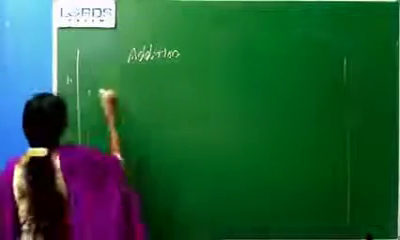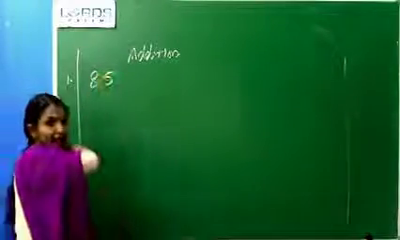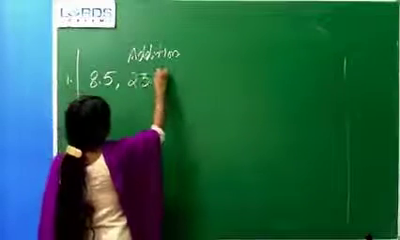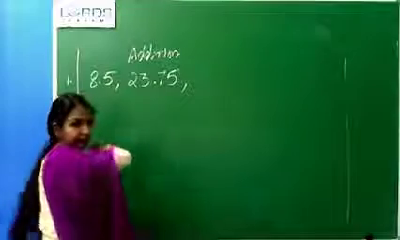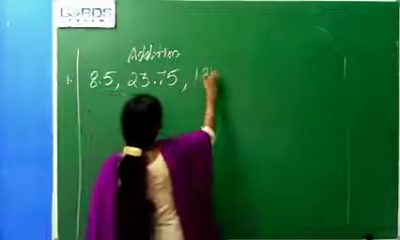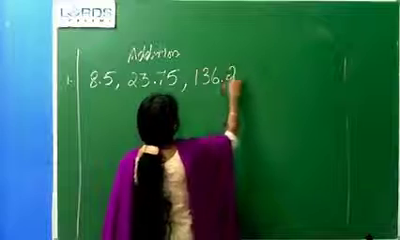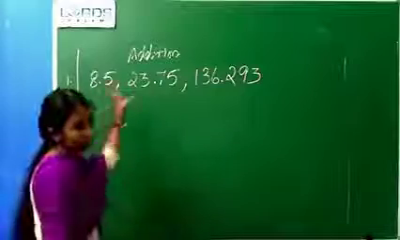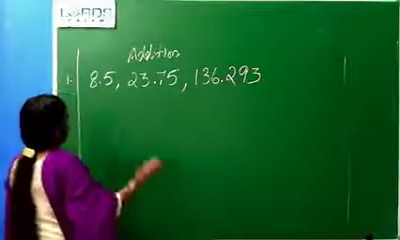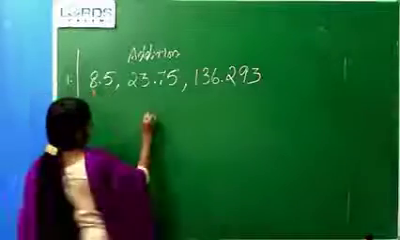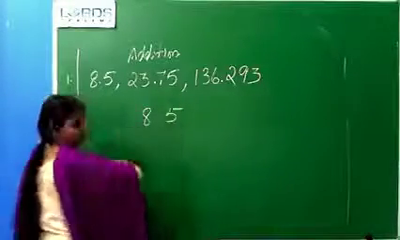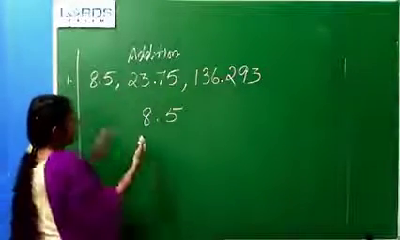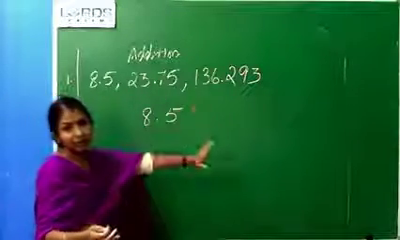First question, 8.5, 23.75, 136.293. How we can add them? So the first number is 8.50. Next one, 23.75. Integral part should be in one side, decimal part should be in the other side.